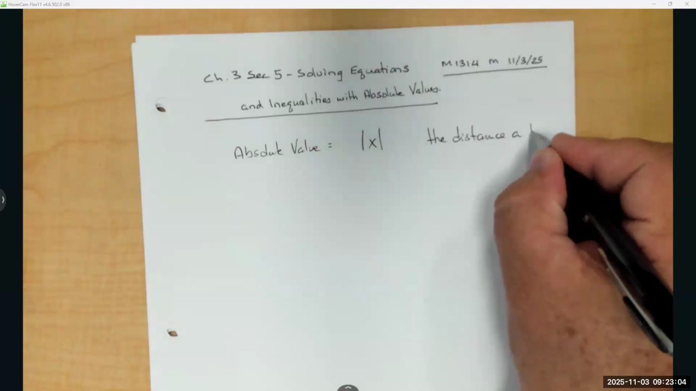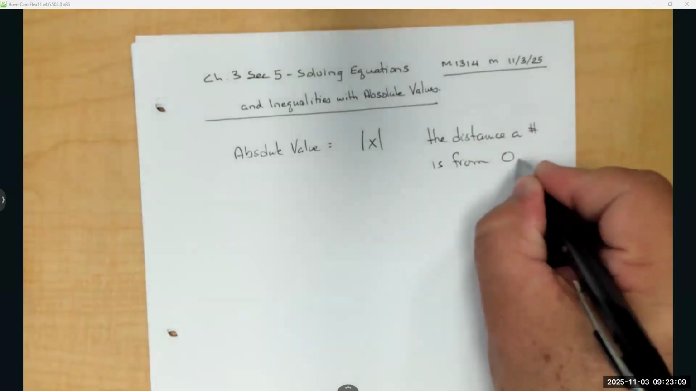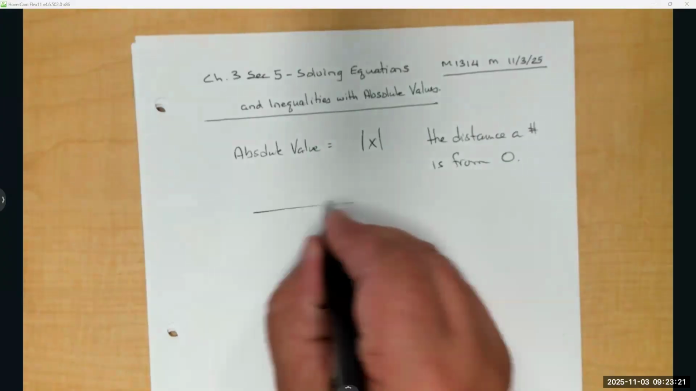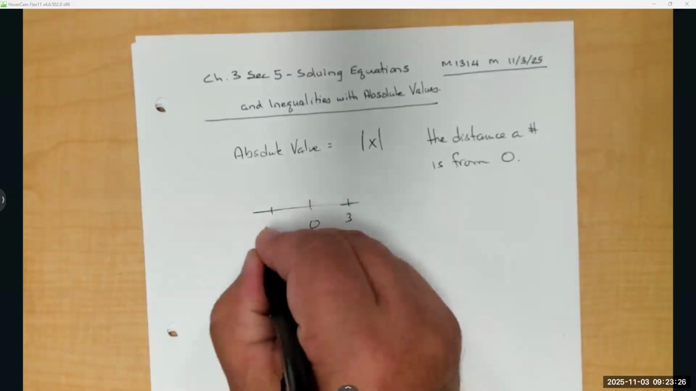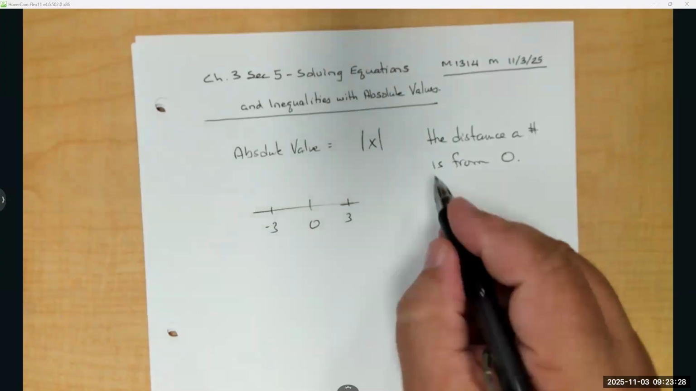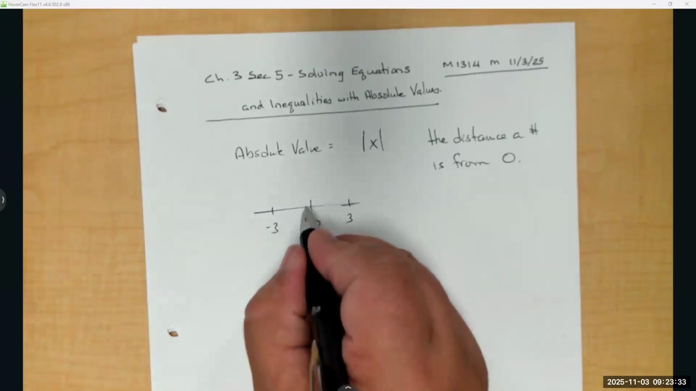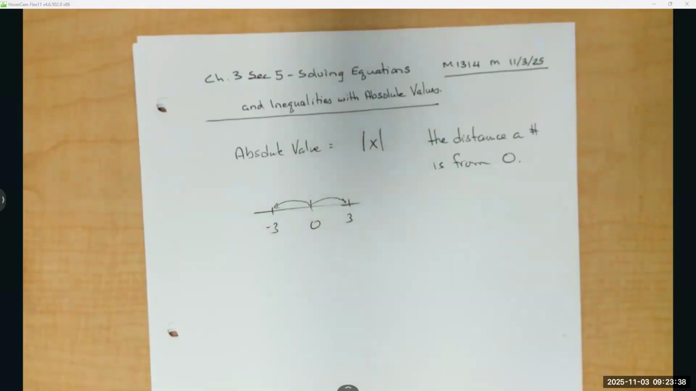The distance a number is from zero. It doesn't matter which direction from zero. In other words, the numbers positive 3 and negative 3 are both the same distance away from zero.